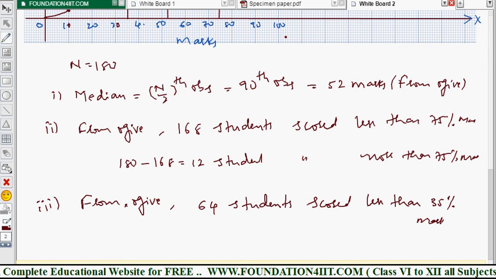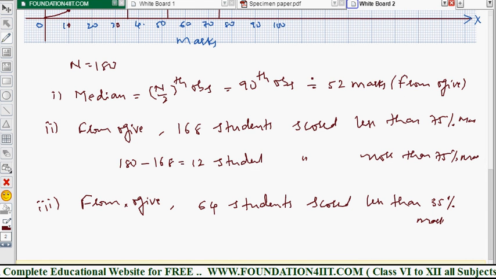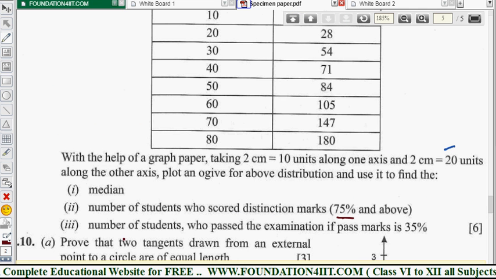So according to the condition, they are asking about those who passed. Number of students who passed the examination if pass marks is 35. That means 64 students scored less than 35% marks. Who passed means the remaining, so from the total you can subtract this number. Only 64 students scored less than 35%. Just don't take 64 as the answer.